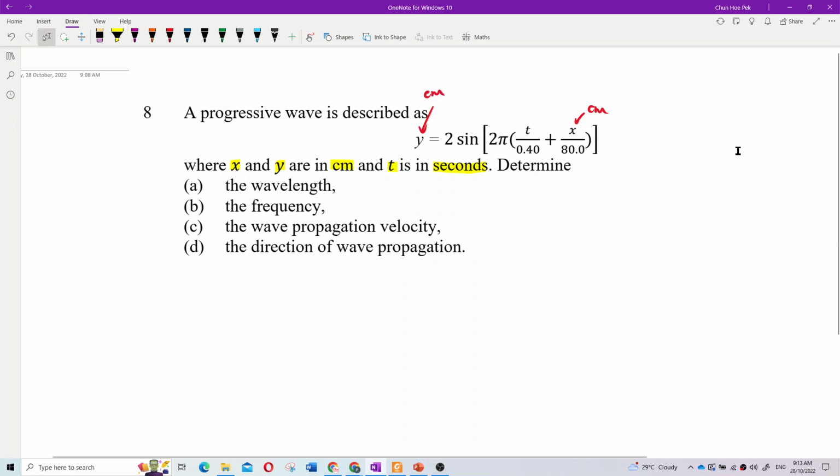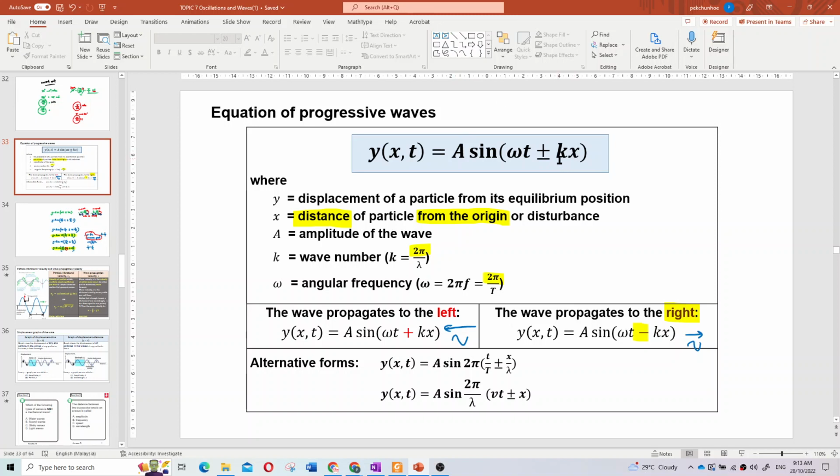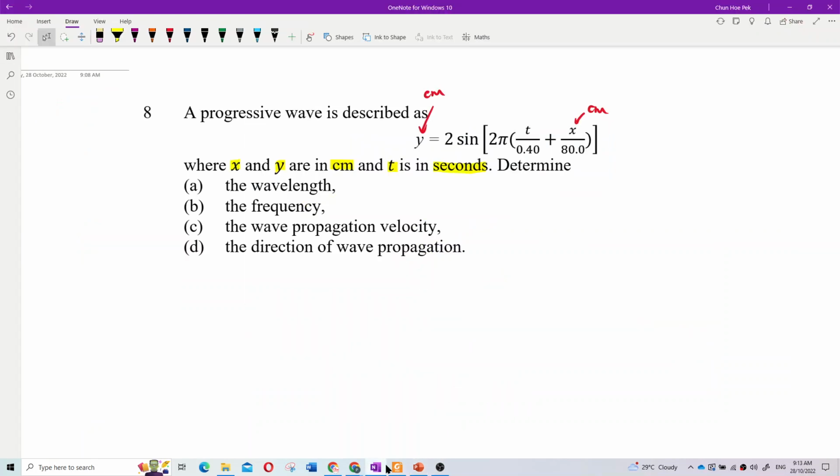So if x is in centimeter, x is related to the wave number, and wave number is related to wavelength, isn't it? So the wavelength will also be in centimeter. Understand? If x is in centimeter, then the wavelength is also in centimeter, and the wave number unit is radian per centimeter.